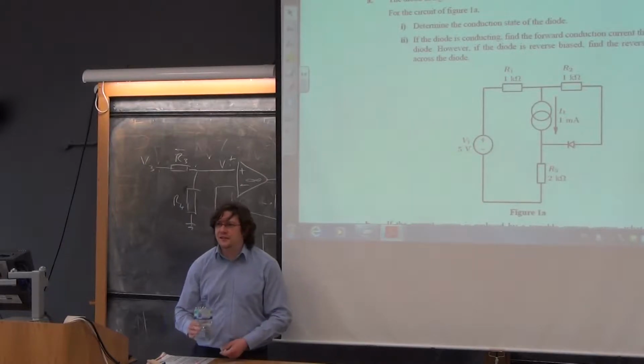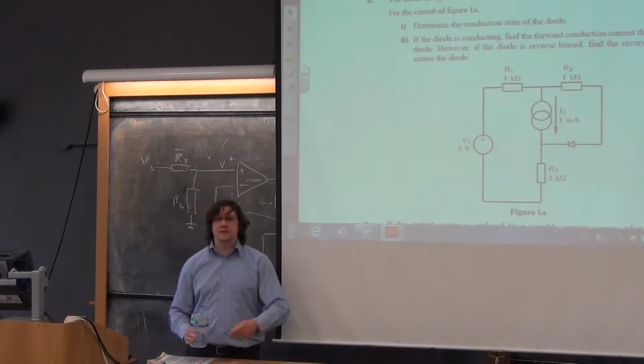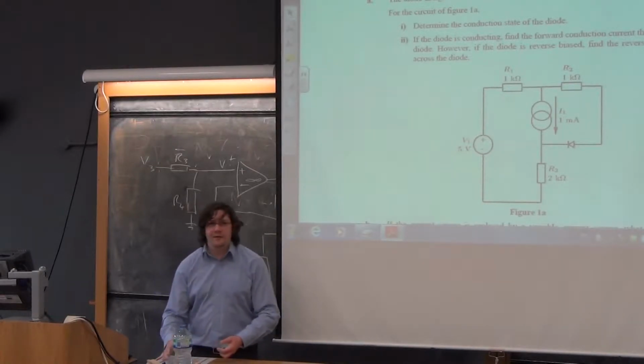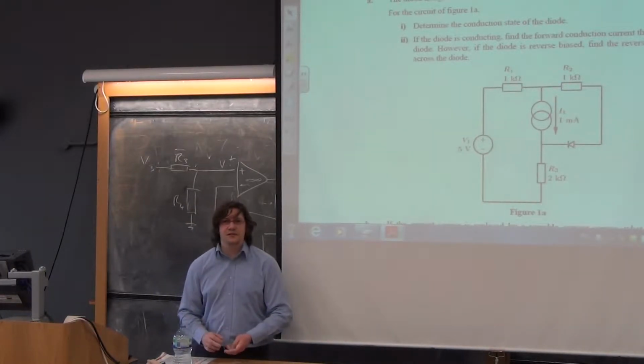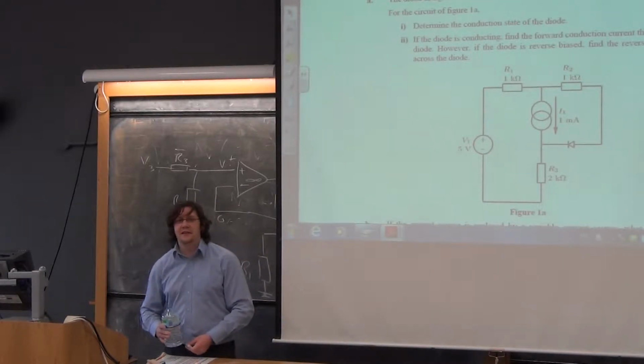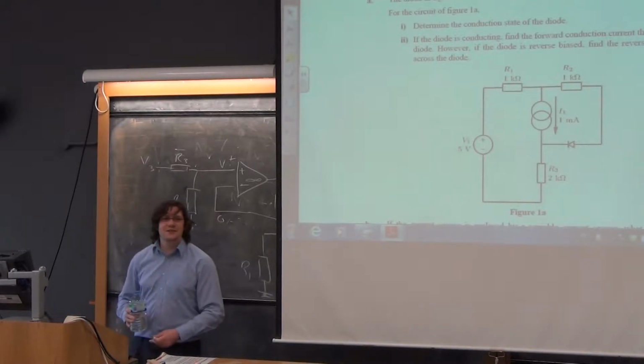Assume it's not conducting. I like it when everybody does that, because it means all the answer books look the same, in principle. If somebody says, right, I'm going to assume it's conducting and then show that it is, that's just frustrating, because then I have to work it out differently. And it takes me 25 minutes to mark the paper instead of 10. Please assume it's not conducting.